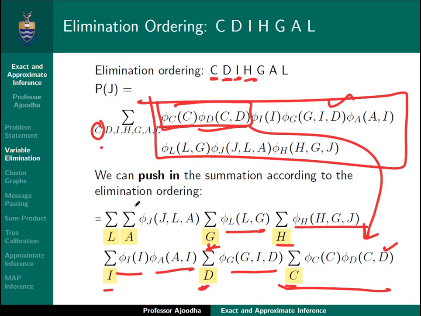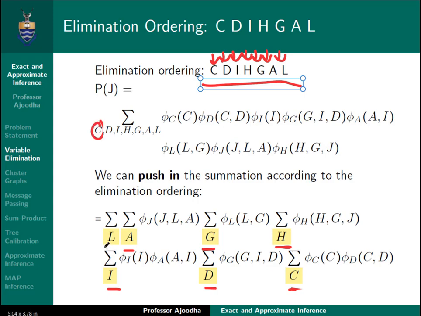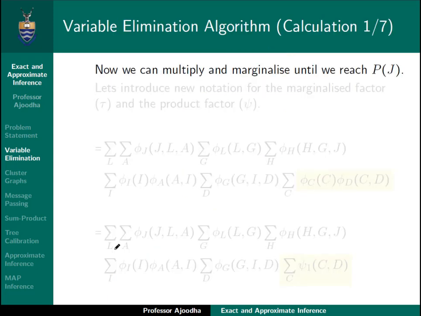And what we've now essentially done, if I take out all of my markings, is we've actually eliminated the variables according to this ordering. But we must make sure that we keep checking to see if we are eliminating in the correct order. So we're starting off with C, and then we're going to D, then we're going to I, then we're eliminating H, then we're eliminating G, then we're eliminating A, then we're eliminating L. Okay, so let's start, right? So how do we do this?